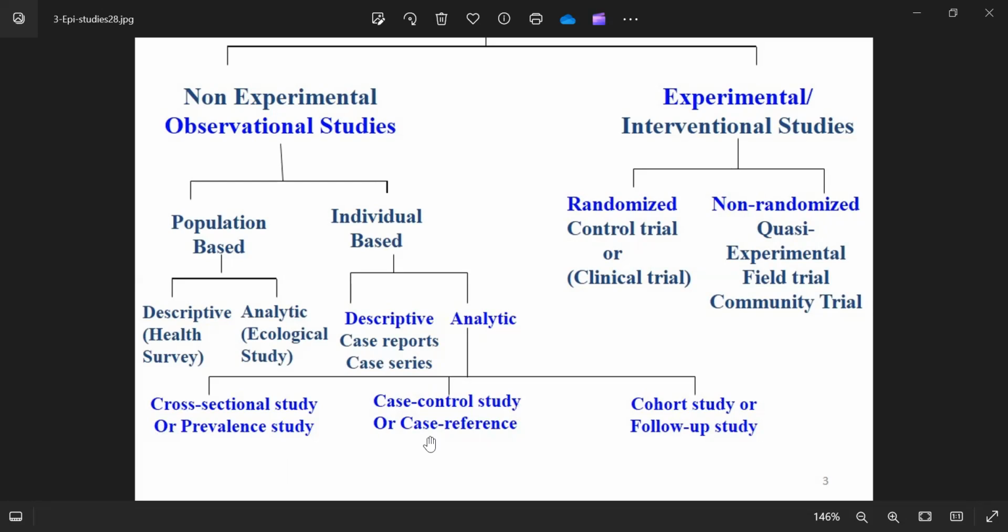Then the next is case control. Case control is another analytical design, and you'll be expecting to analyze the relationship between two variables. That's what it's all about. Case control is the simplest and most commonly used analytical strategy in epidemiology.